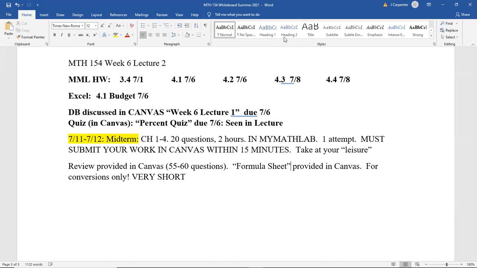The discussion board for week 6, lecture 1 is due on the 6th. You've got your percent quiz also due on the 6th, your midterm. Now, I really wish I had paid attention when I was saying this earlier, but I was a little distracted and you might have even heard some inflection in my voice. The 11th and 12th, that's a Sunday-Monday combo. Quite honestly, that wasn't my intention. I was going to do Monday, Tuesday, which would be the 12th and 13th, but I've announced the 11th and 12th.